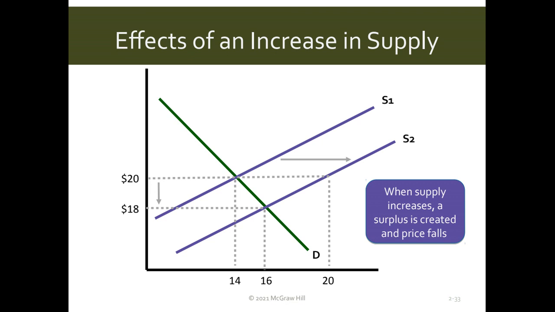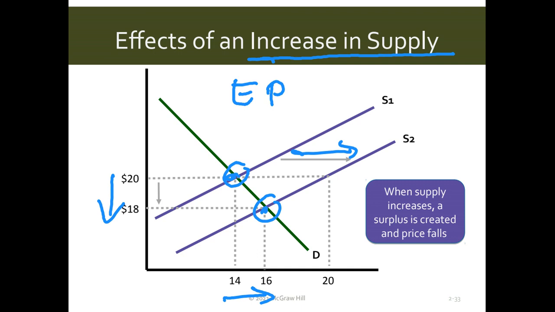What would happen? Just take the two equilibrium points. This is the initial equilibrium point. This is the new equilibrium point. See, price is decreasing, equilibrium quantity is increasing. So whenever there's an increase in supply, equilibrium price will decrease. Remember this, equilibrium quantity will increase always.